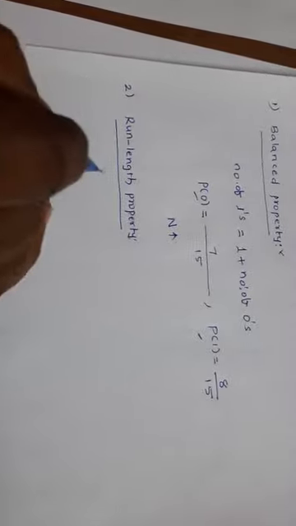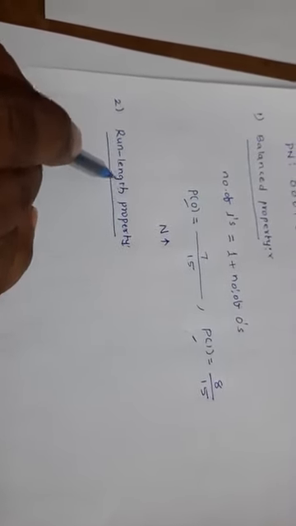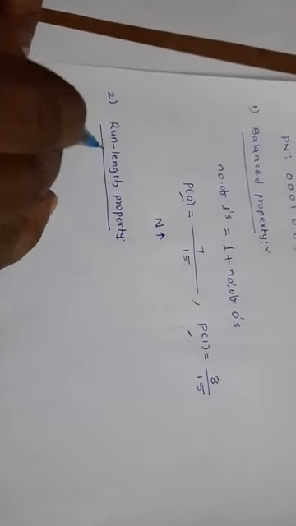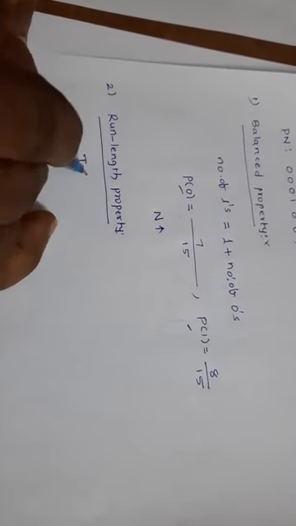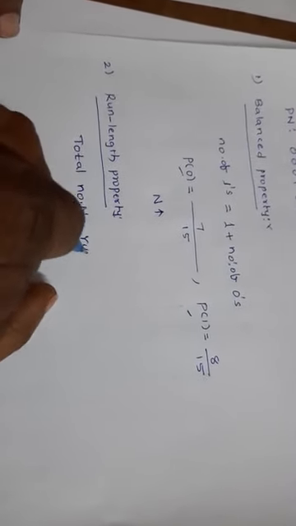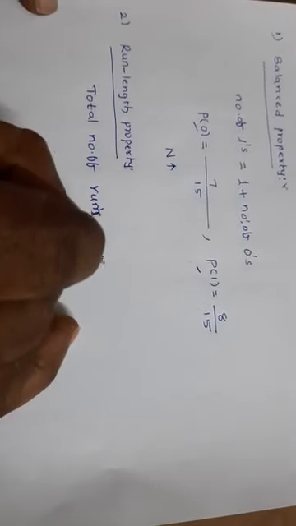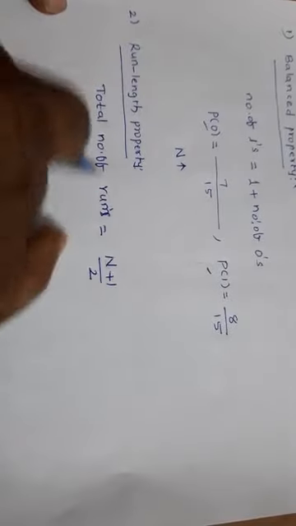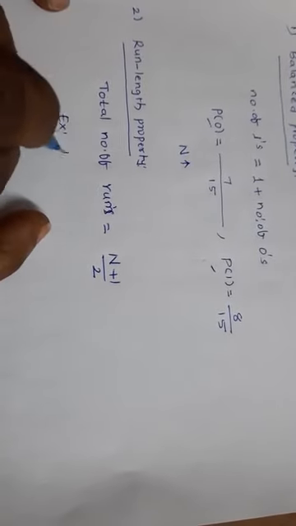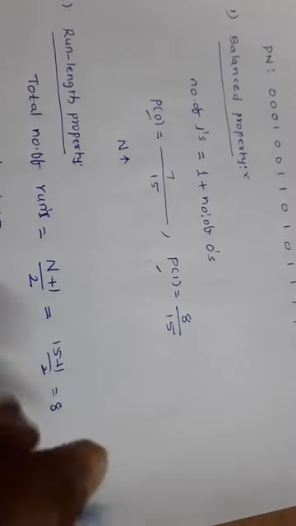Okay, now run means continuous number of zeros or continuous number of ones. The total number of runs in any PN sequence is equal to (capital N + 1) divided by 2. Example, if N is equal to 15, the total number of runs is (15 + 1) divided by 2, which is 8.